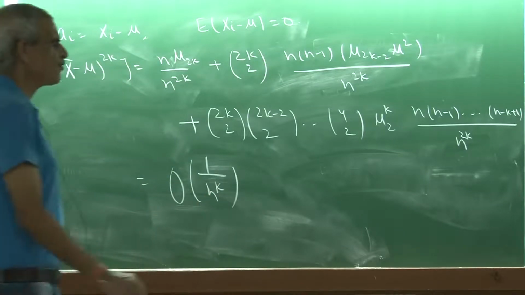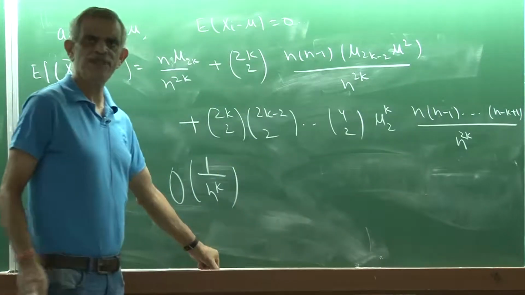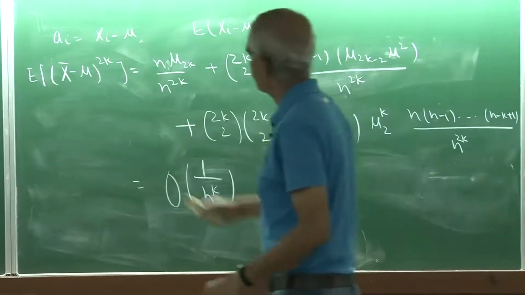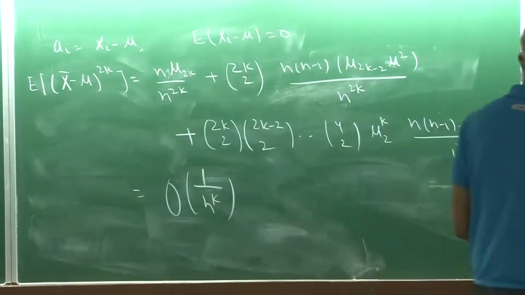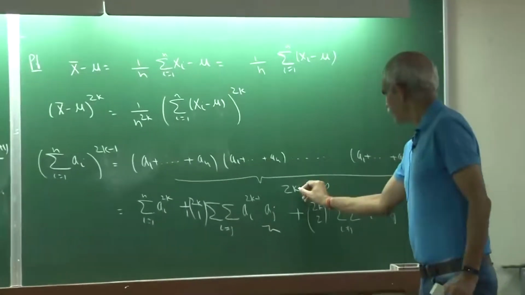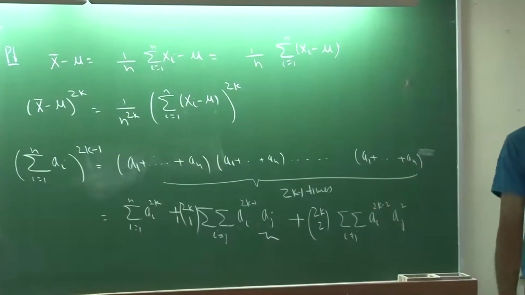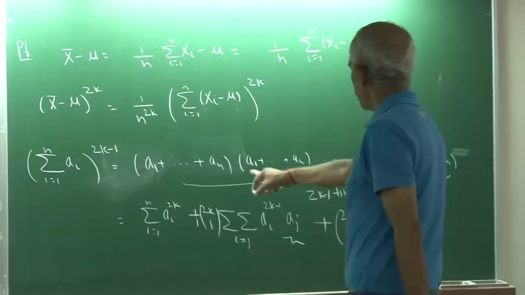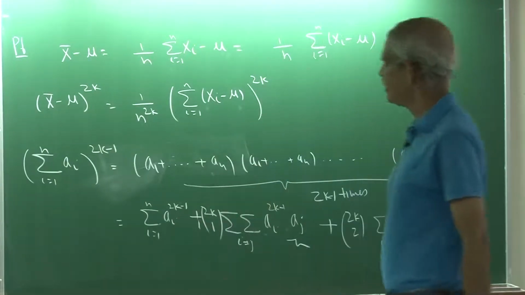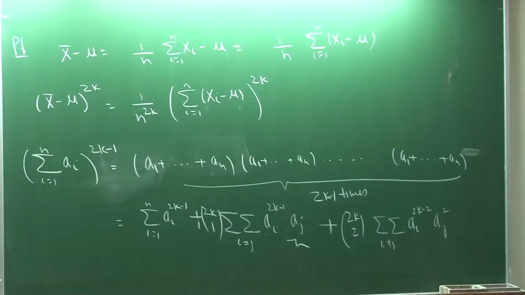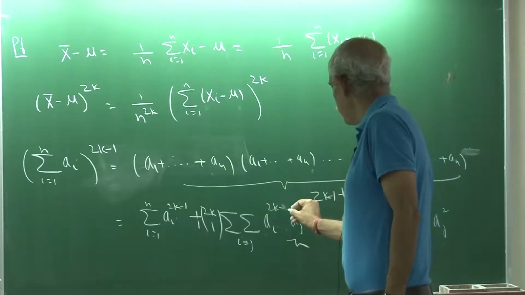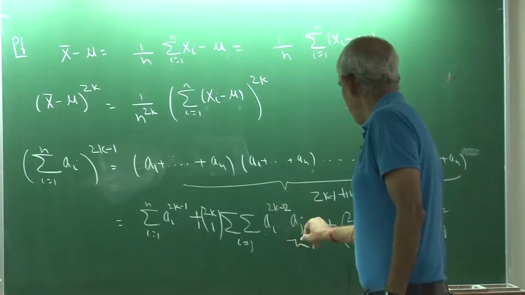Now, when I do it for 2k minus 1, things would be exactly the same. I have derived it for (x bar minus mu) to the power 2k. When I do it for 2k minus 1, it would be exactly the same. What would happen here is that from each of the 2k minus 1 terms, the same is coming, so a_i to the power 2k minus 1. Then the same is coming from 2k minus 2, so 2k minus 2. And only one is different, a_j.